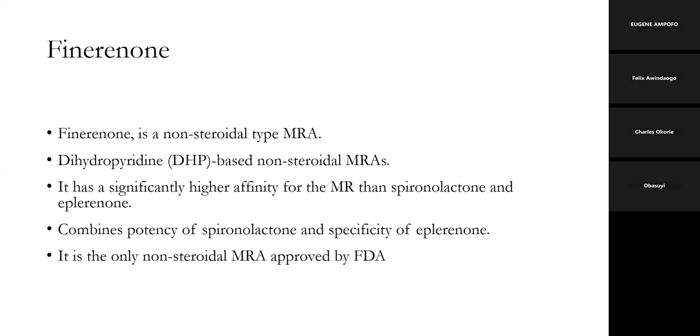And then for the non-steroidal, we look at finerenone. Finerenone is a non-steroidal type, like indicated, and surprisingly, is actually a dihydropyridine-based non-steroidal. So it has a very high affinity for the mineralocorticoid receptor, more than spironolactone and eplerenone, and is specific like eplerenone. So very potent and very specific. In the US, it is the only one approved, but like I stated, esaxerenone is licensed for use in Japan.